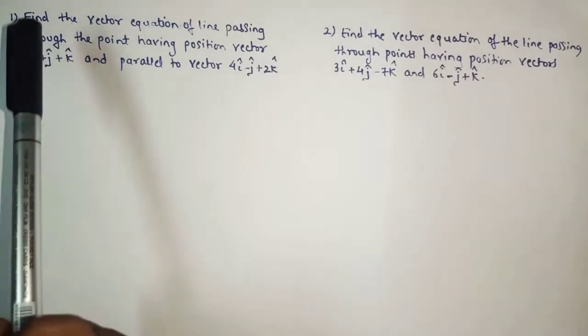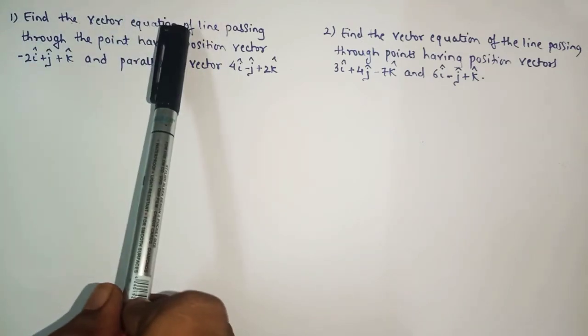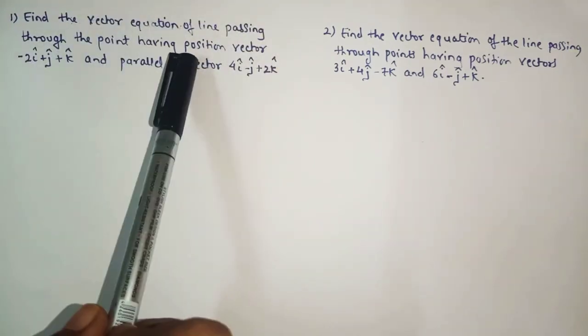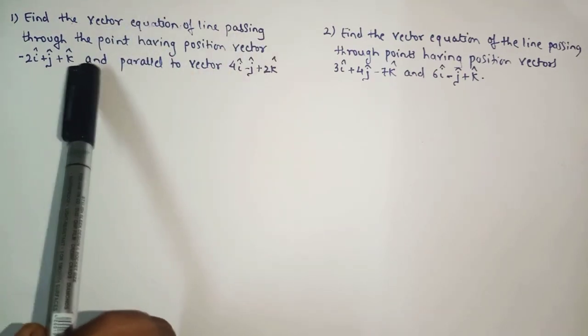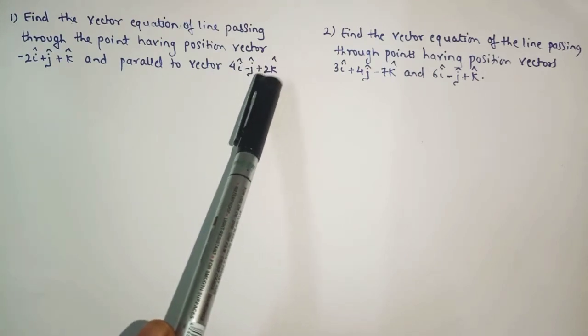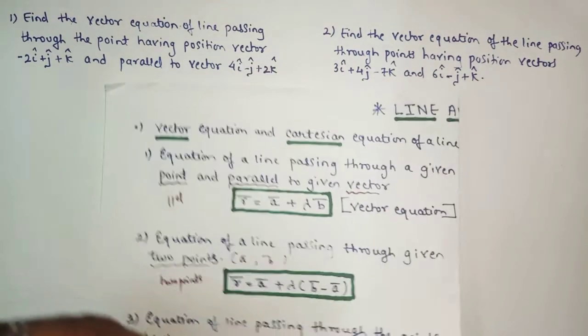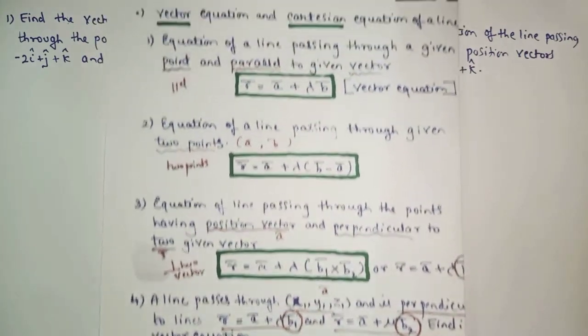So here we have the first one. It says that you have to find the vector equation of line passing through a point having a position vector minus 2i plus j plus k and parallel to the vector 4i minus j plus 2k. So which formula will come first, second, third, or fourth?